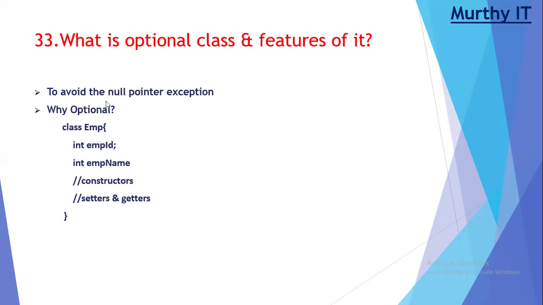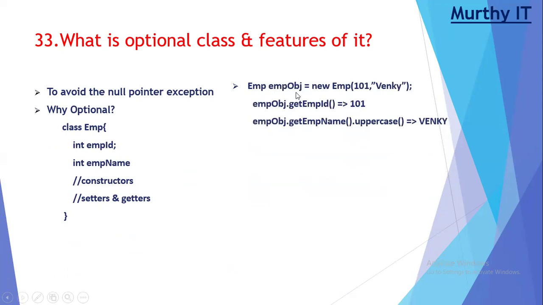So basically, why the Optional class? I have created a class with employee ID, employee name, constructors and setters. I created an employee object with employee ID 101 and Venki. I'm calling getEmpId, it returns 101, and getEmployeeName.toUpperCase converts that value to uppercase. When we get the value, it's not a problem. But when we don't get the value, if you call any operations on that value, we'll get the NullPointerException.